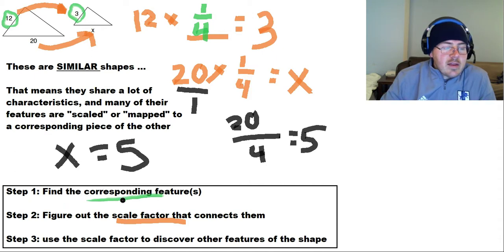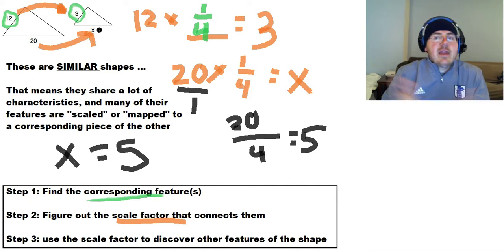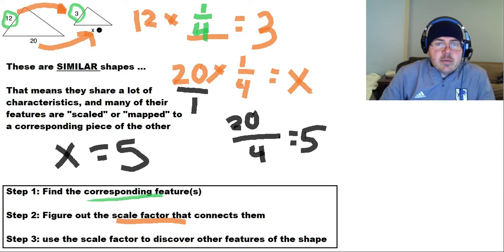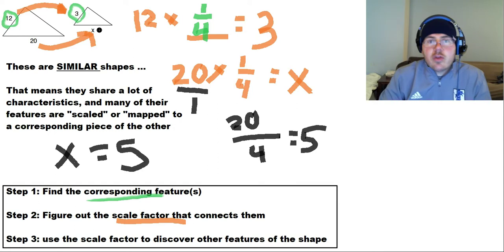So we identified the corresponding features, the 12 and the 3. We figured out the scale factor that goes between them, which is 1/4. And then we use the scale factor to discover the other feature that we were missing. That is how you unpack these problems. Let's do another one together before you try one.